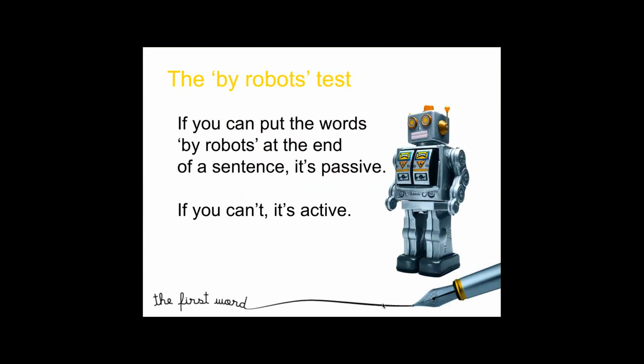So I'm going to give you a way to spot passive and active writing when you're doing quality assessments. And it's this: if you can put the words by robots at the end of a sentence, it's passive. If you can't put by robots at the end of a sentence, it's active. So I'm going to run through some examples now. The first one is from our email.